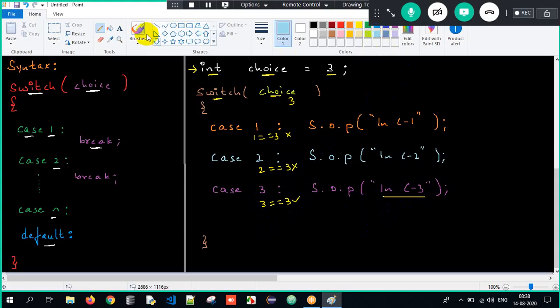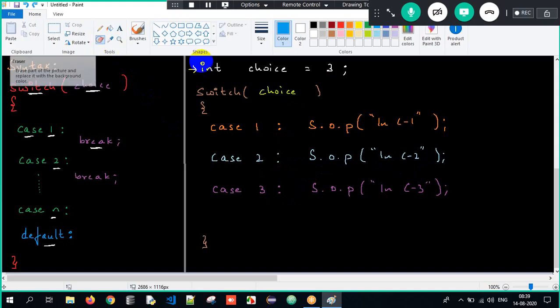Similarly, I will pass the choice as 2. Okay, let us see what will happen over here. So what is the choice I'm passing now? I am passing 2. Correct? Now, is 1 equal to 2? No. Then is 2 equal to 2? Yes. So what happens? Case 2 will get executed. Got the clarity? Similarly, over here, I have to keep on comparing for other values as well.